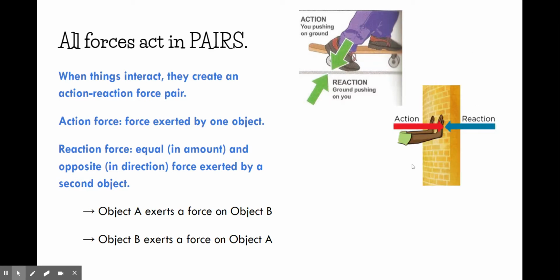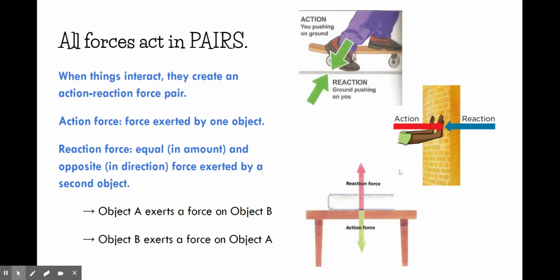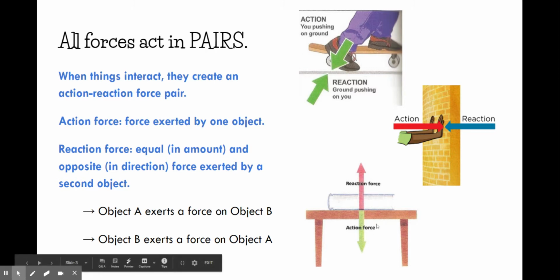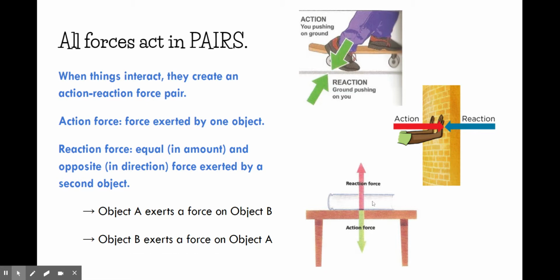In this example, we see a boy pushing on a wall, and the wall is exerting a force on the kid that's equal in size and opposite in direction to the force that the kid is pushing on the wall. In this example, we see a book on a table, same thing. Here's a force pair. The book is applying an action force to the table, and the table is applying a force to the book that's equal in size and opposite in direction. So object A exerts a force on object B, and object B exerts a force on object A. They exert forces on each other, but they create a pair in the process.